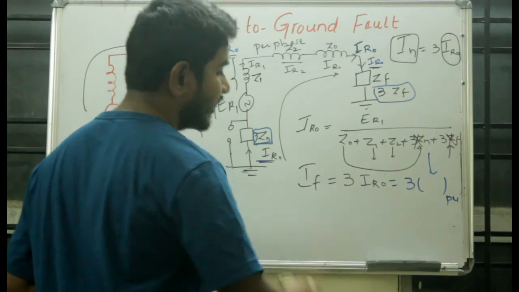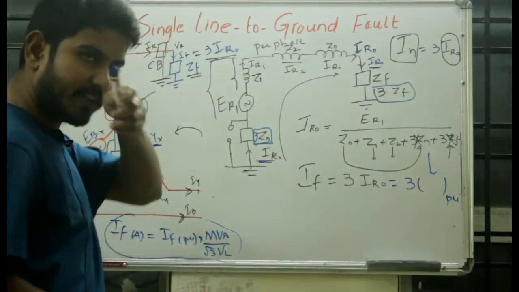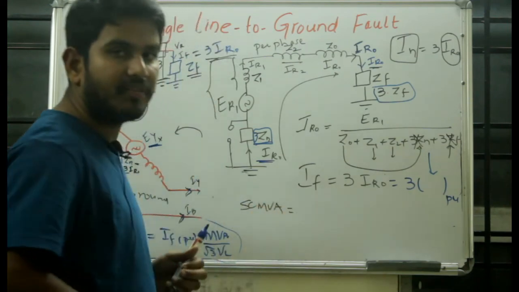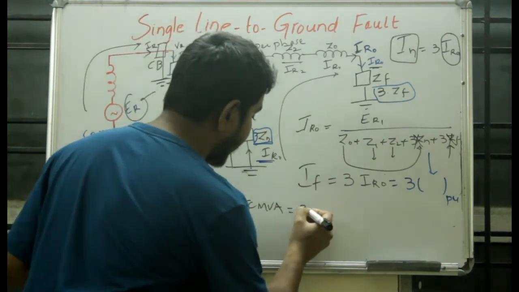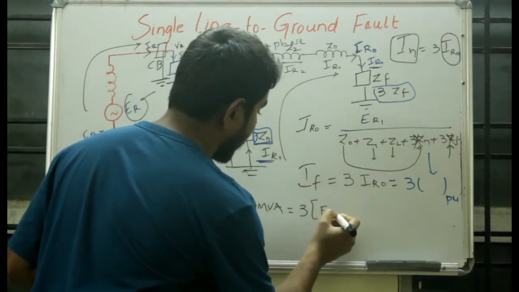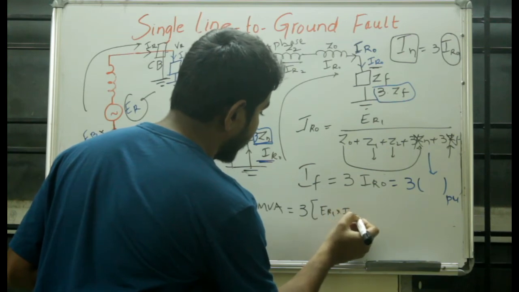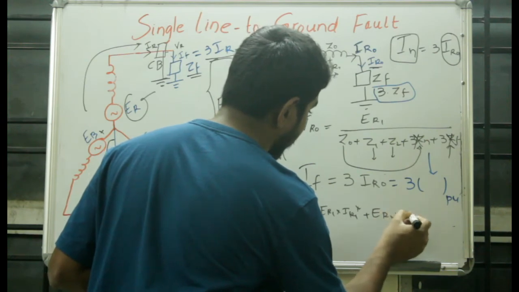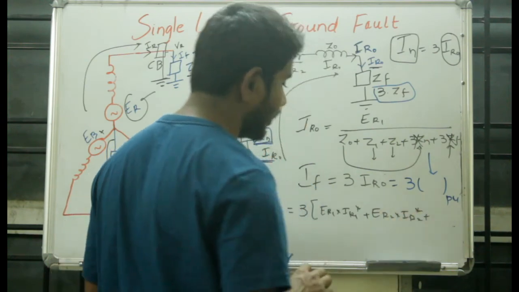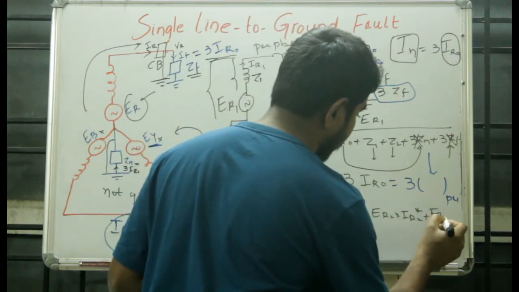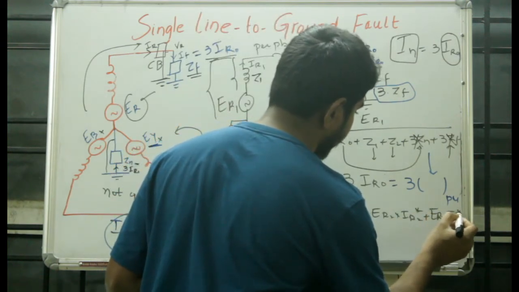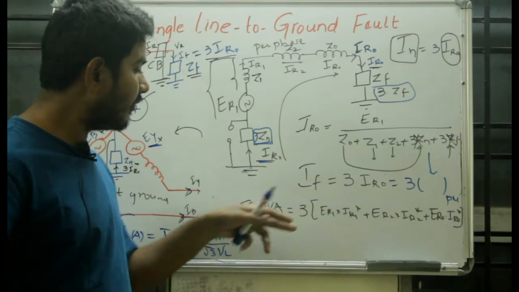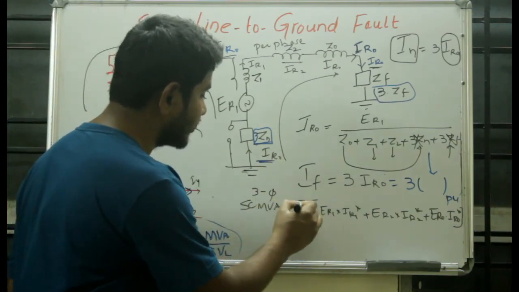Okay, so considering the complex power in a 3-phase circuit, the short circuit MVA will be 3 times ER1 into IR1 conjugate, which is the complex power, plus ER2 into IR2 conjugate, plus ER0 into IR0 conjugate. This is the complex power of the 3-phase circuit, which is why we are considering the factor 3 here.